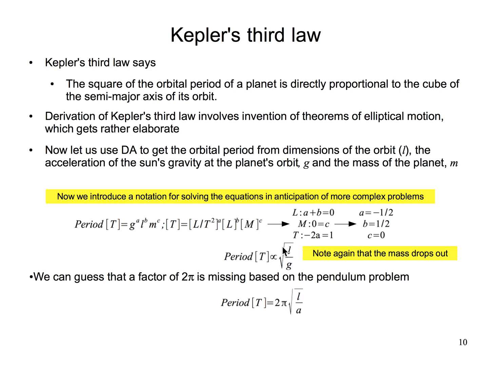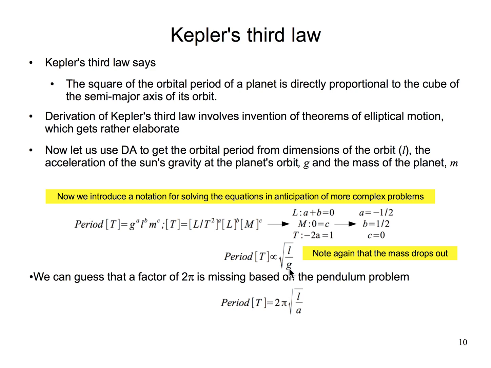The period looks like this, the square root of L over G. Remember, we got the 1/2 from our set of equations. Size of the orbit divided by the acceleration of gravity at the location of the planet. And we probably are missing the 2 pi. Remember when we did the pendulum thing, we missed the 2 pi. So this is the scaling law. The actual value of the period equals 2 pi times this. That's why we changed this symbol, which means proportional, to this sign that means equal.